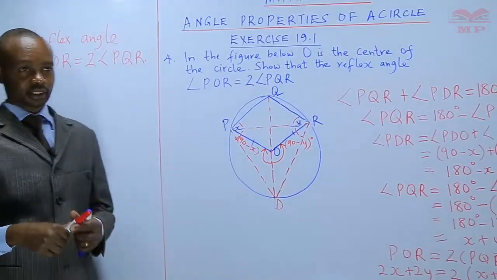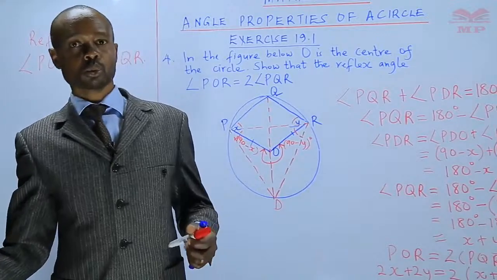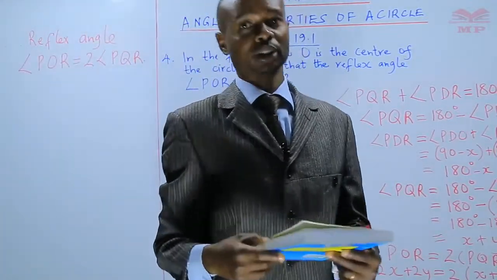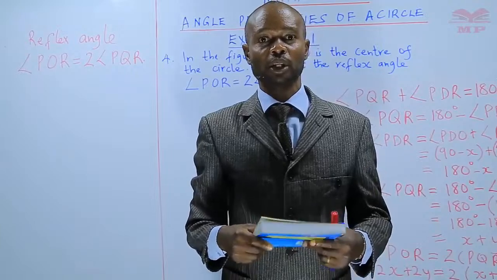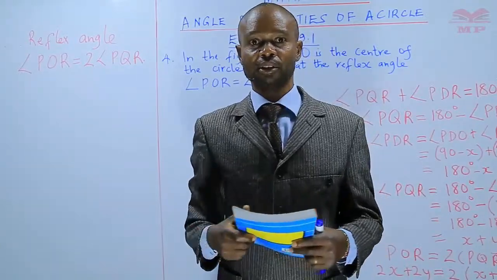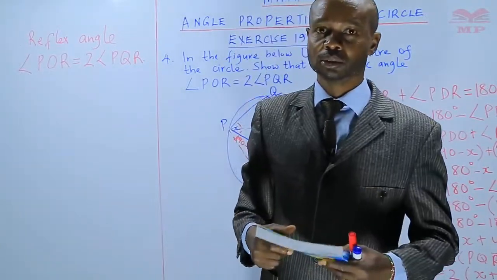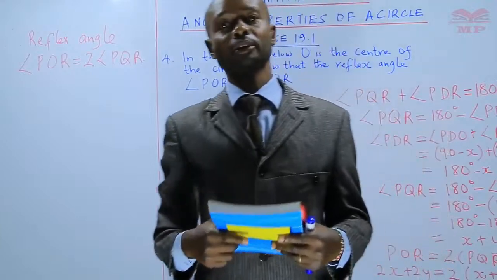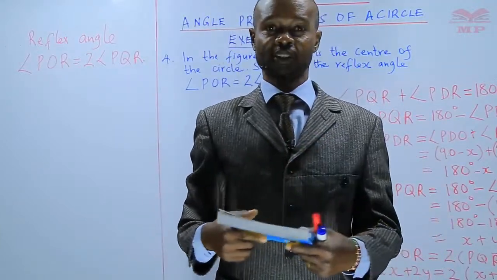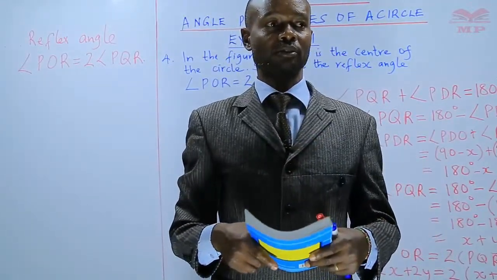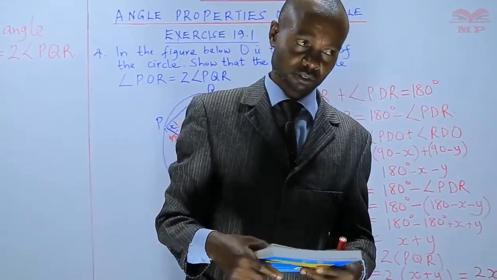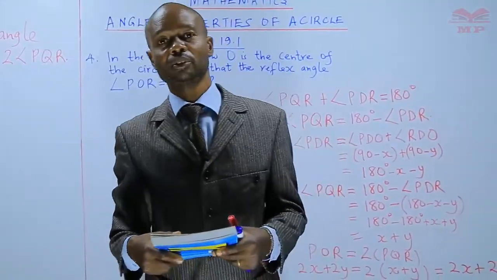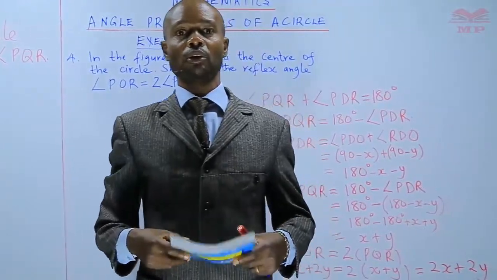We've come to the end of the lesson where we solved question number 4 of exercise 19.1 from the learner's book. So in the next lesson, we are going to solve question 5. So make sure before you come for the lesson, you've worked out the question. So have a good day.